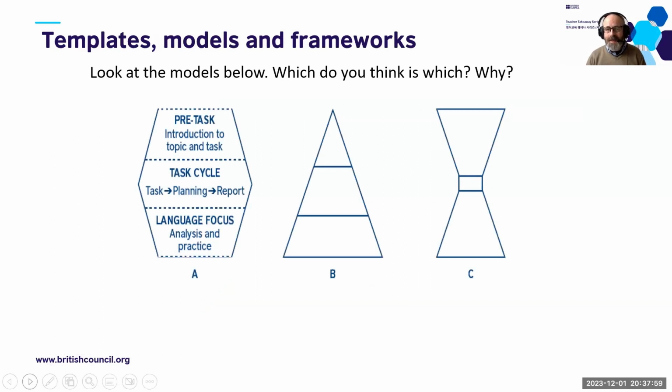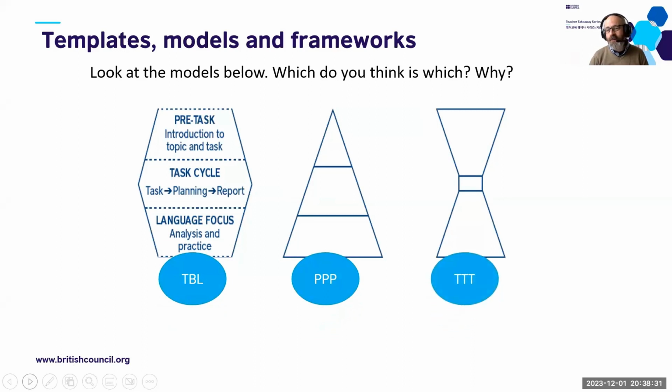If I were to ask you ABC, which is PPP, which is TTT, and which is TBL? Which one is A, first of all, if anyone could tell me? Just use the acronym, is fine. Thank you. A is TBL, brilliant. B, okay, thank you. So PPP, and C, of course, is TTT. So you can see visually here how the lesson changes depending on how we structure it.